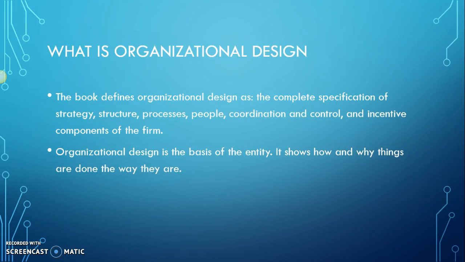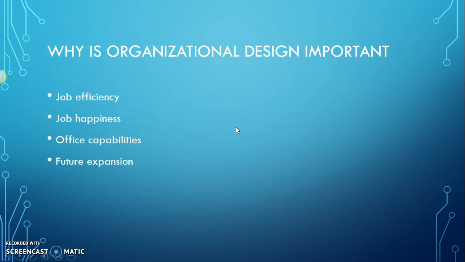First, we're going to start off with what is organizational design. As our book defines it, organizational design is the complete specification of strategy, structure, processes, people, coordination and control, and incentive components of the firm. My basic definition is organizational design is the basis of your entity. It shows how and why things are done the way they are. And we'll look at why organizational design is important to you.